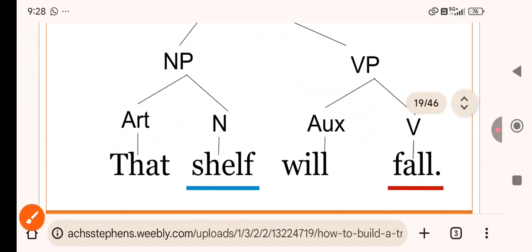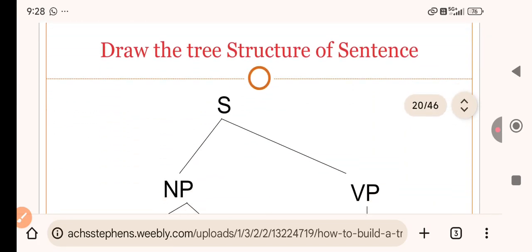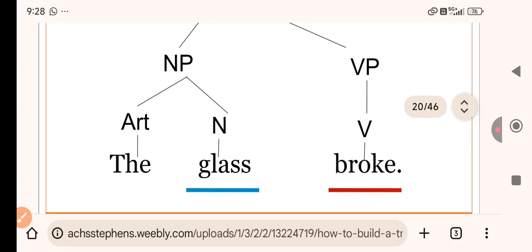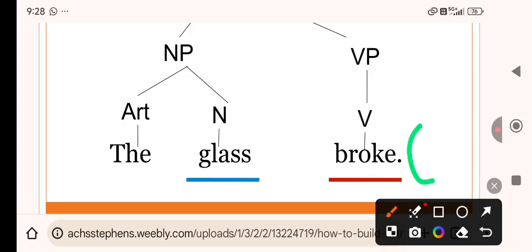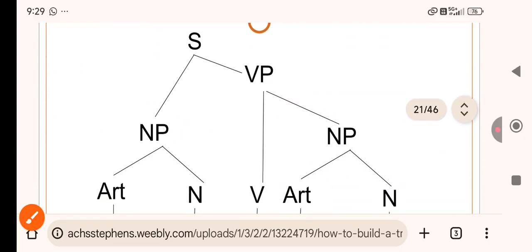Then next is the shelf will fall. Simple, very simple. I think no need to explain. Will is auxiliary, right? And then next is the sentence, the glass broke. So here you can even write break, and that's past tense. Here you can write break and then past. This way also you can write here. In the next slide I will show you how, right?